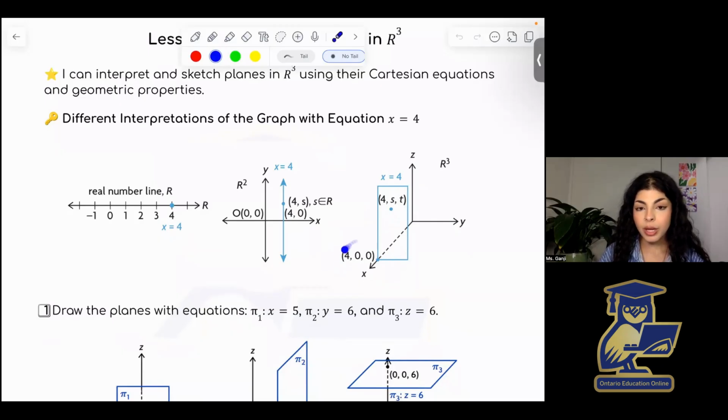And this plane will also intersect the x-axis at (4, 0, 0). And because it is parallel to the y and z axes, it will have no point of intersection with either of those axes.